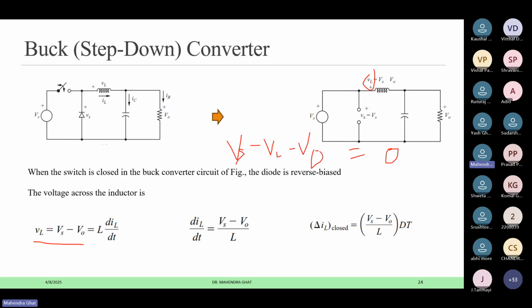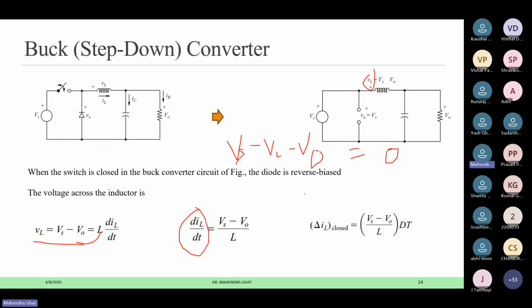And we know VL is nothing but L dIL by dt, where L is the inductance of this inductor and IL is the current through the inductor. So depending on this, you can say dIL by dt. If I take this L on this side, what I will get? dIL by dt is equal to Vs minus VO, this term, divided by L.